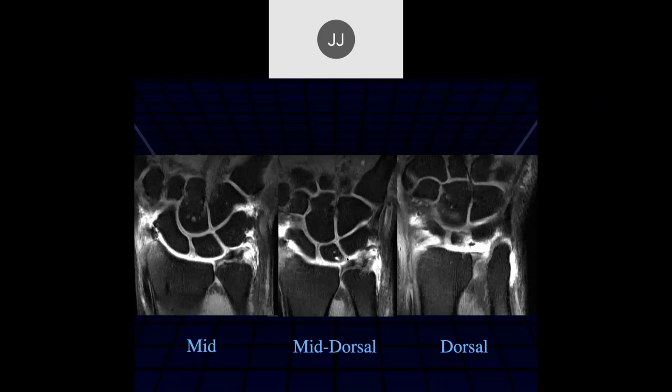Yeah, and arthrography. Oh, or CT, whatever. Yeah, oh, that's the trick, huh?